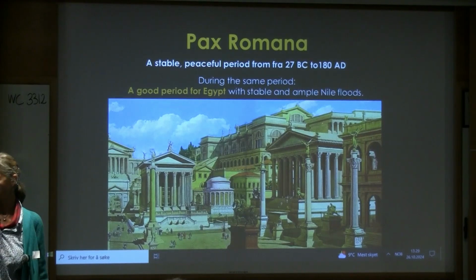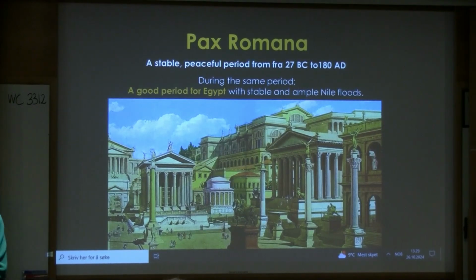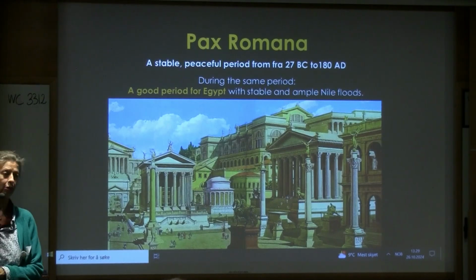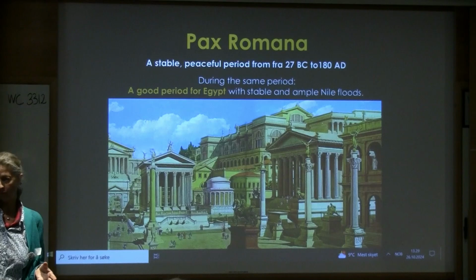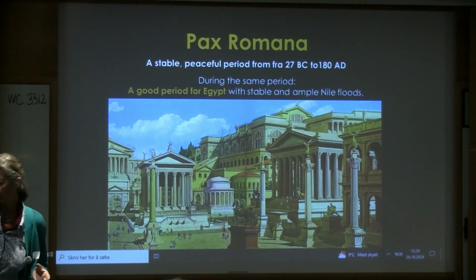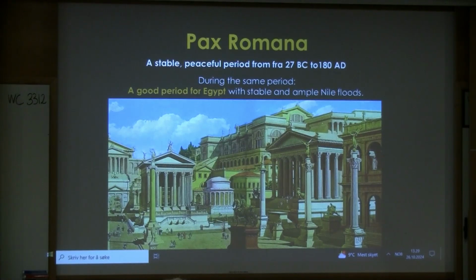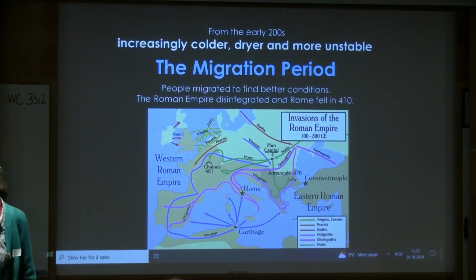The first two centuries AD marked a very stable and good period for the Roman Empire. It's referred to as Pax Romana. I don't know if English historians use the same term, but Pax Romana is at least something I remember from school and that you might know. It lasted from 27 BC to 180 AD. During the same period, Egypt also had a good period, now under Rome, with stable and ample Nile floods.